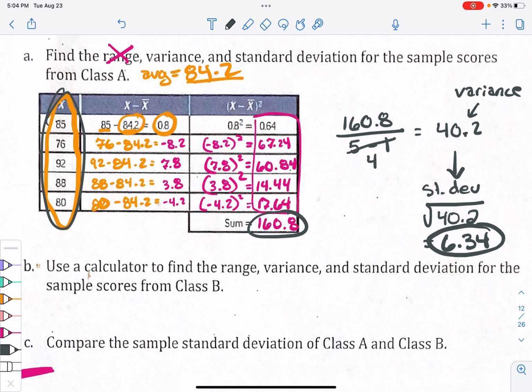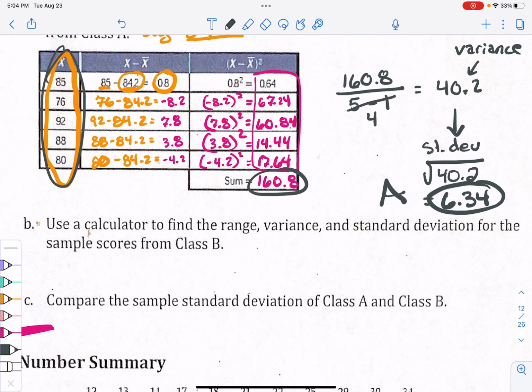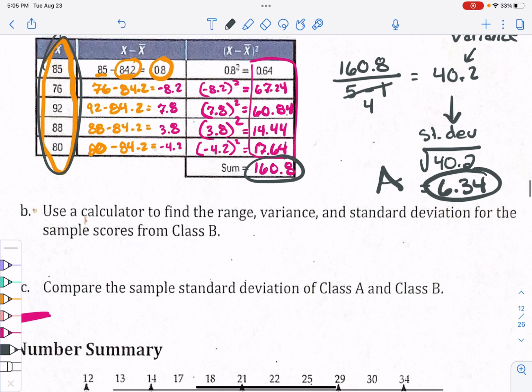So that doesn't really mean a whole lot to me just yet, but class A has a standard deviation of 6.34. I don't want to repeat that process again to find the standard deviation for class B. We'll do one of those on the homework assignment, but I went ahead and plugged this into my computer, and it gave me the standard deviation for class B, which is 12.79.